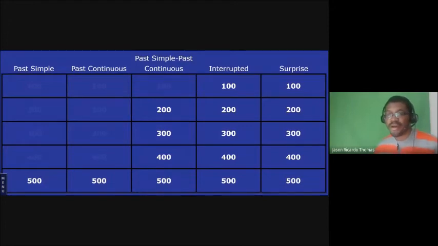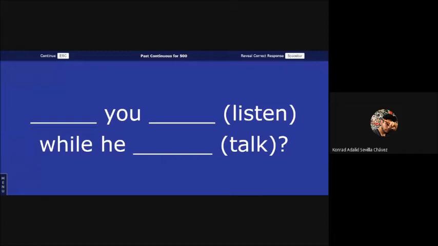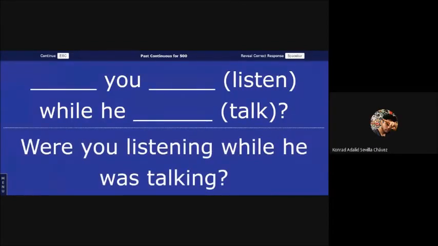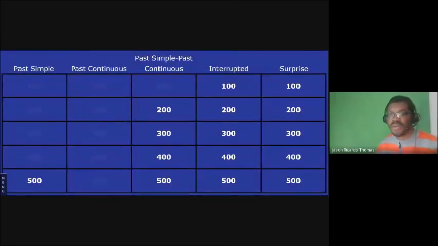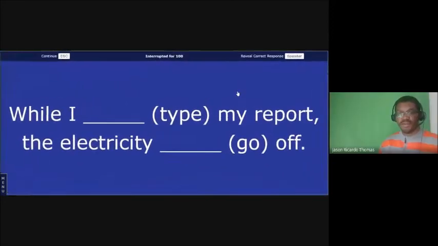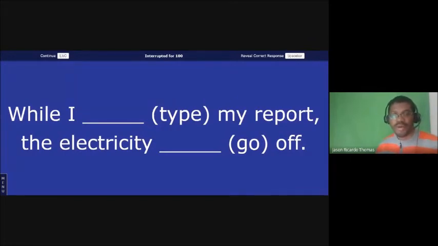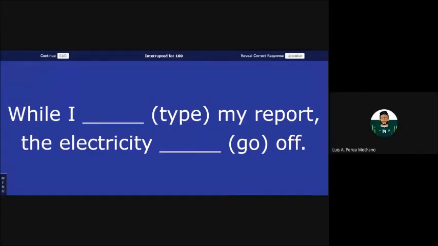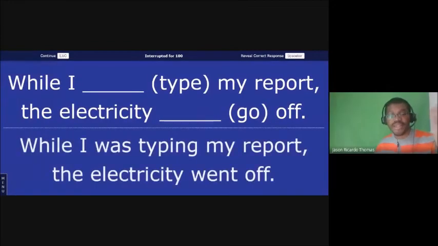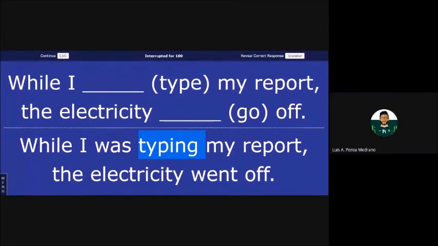Keep it going with Conrad. When why he was talking? Talking. All right, good job. Next one, Luis. Interrupted for 100. All right. Remember, when you have two events, if while is at the beginning, after while, past continuous, and then simple past. While I was type my report, the electricity. ING. Don't forget the ING. You remember the was, but you forgot the ING. While I was typing my report, the electricity went off. Repeat. While I was typing my report, the electricity went off.